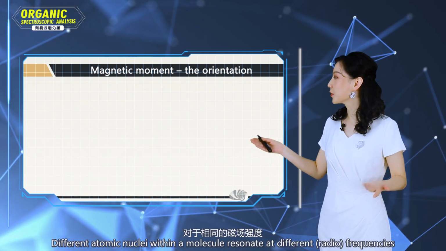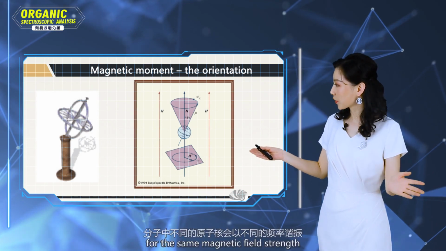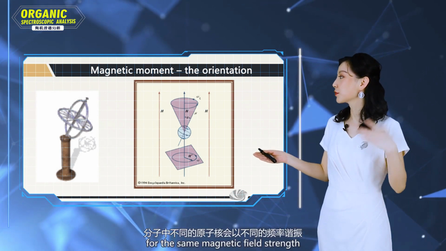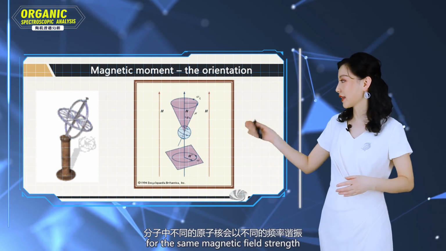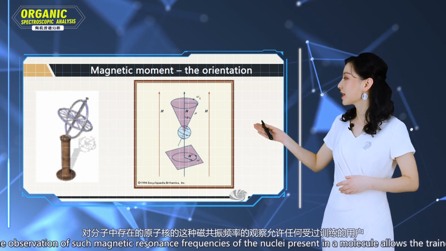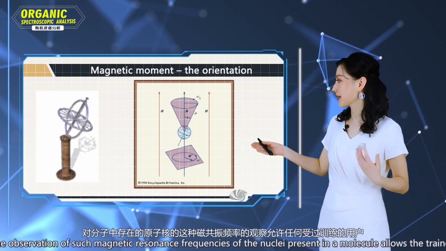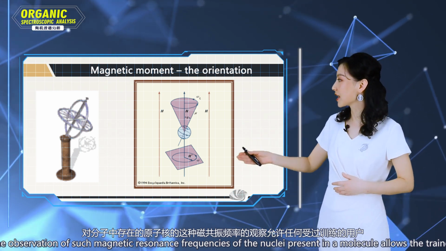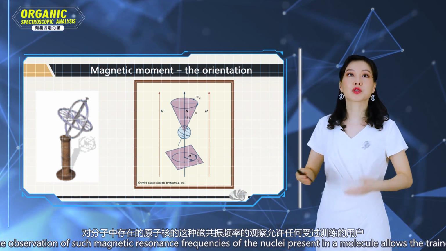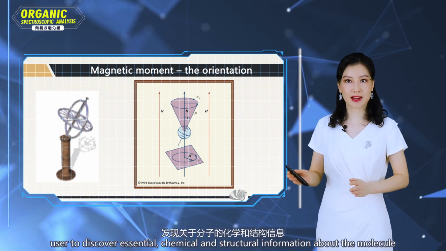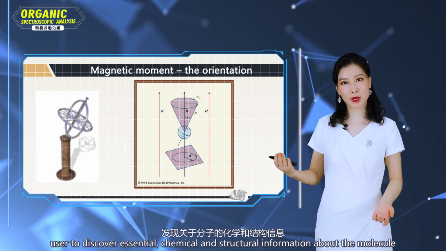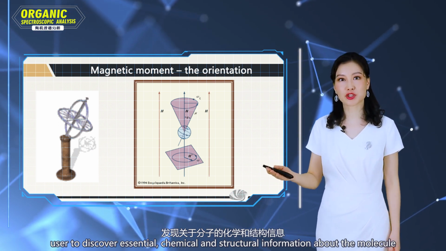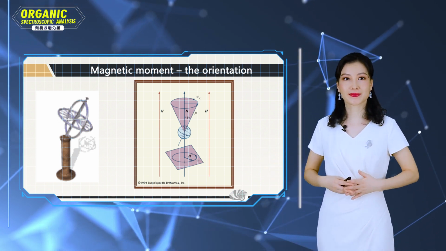Different atomic nuclei within a molecule resonate at different frequencies for the same magnetic field strength. The observation of such magnetic resonance frequencies of the nuclei present in a molecule allows the trained user to discover essential chemical and structural information about the molecule.